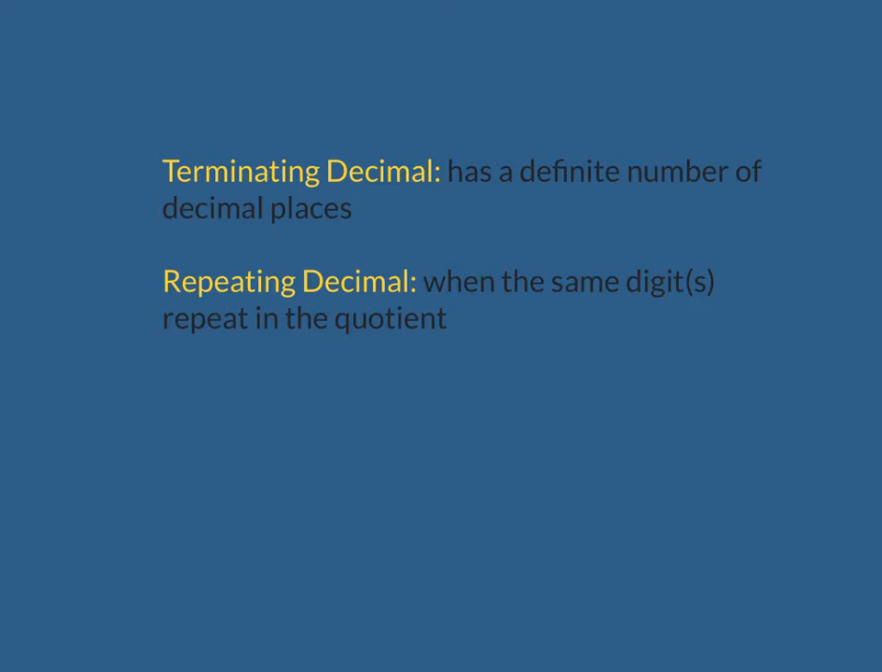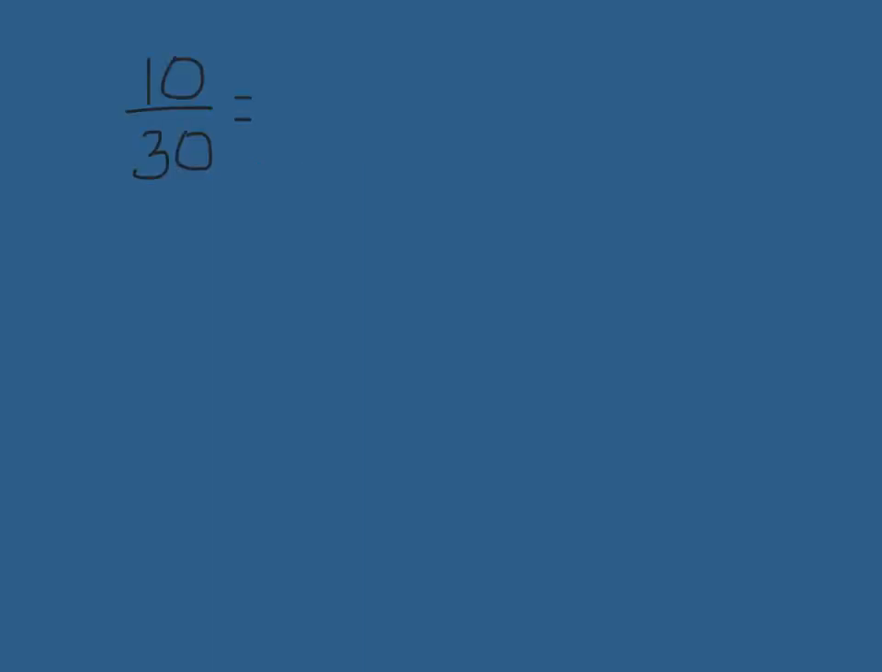Okay, here's the most important part of today's lesson, understanding these two vocabulary words. A terminating decimal has a definite number of places. A repeating decimal is when the same digit or digits repeat in the quotient. Okay, so let's take a look at that using some examples.